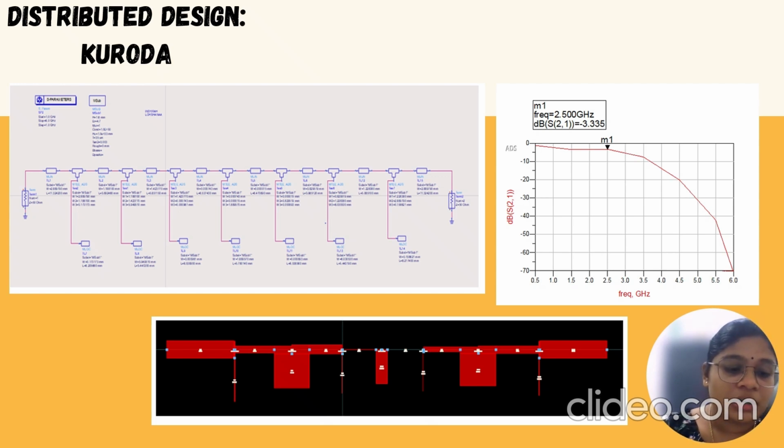So overall, the slide shows the lumped element filter has been successfully transformed into a practical distributed filter using the Kuroda method and verified by both schematic simulation and layout design.